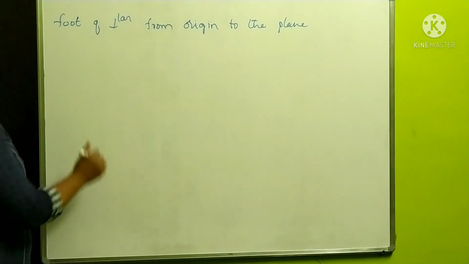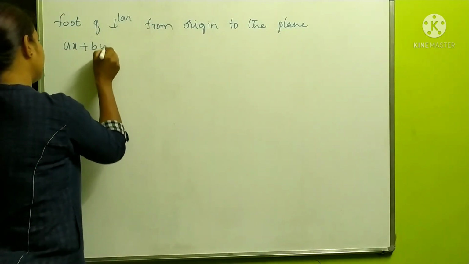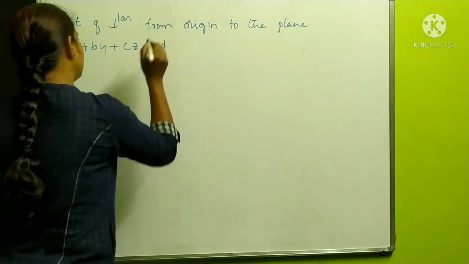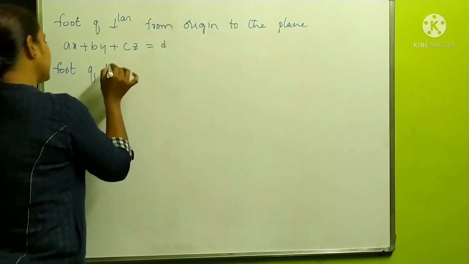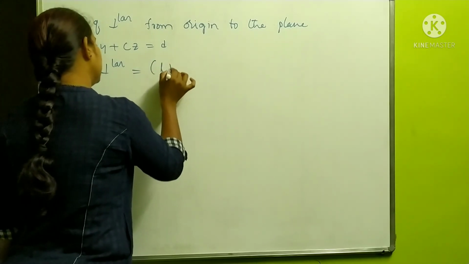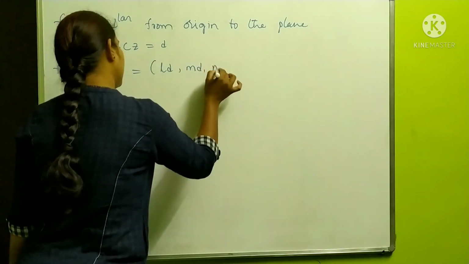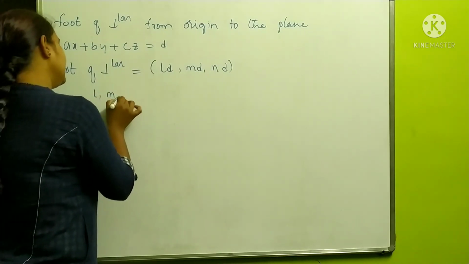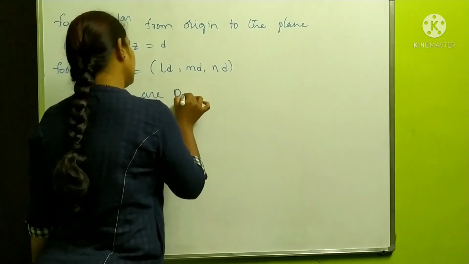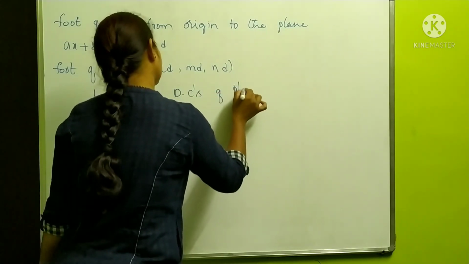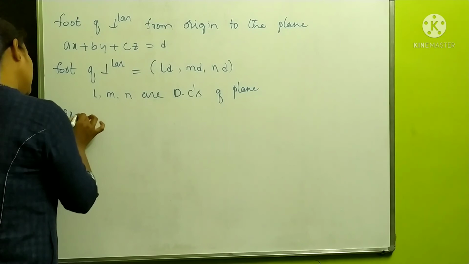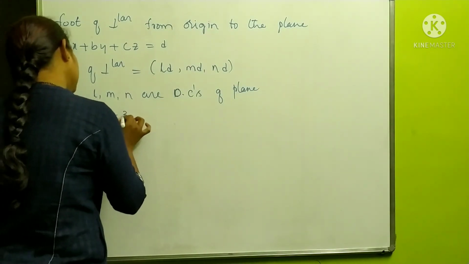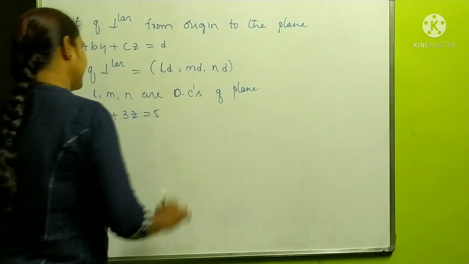Suppose equation of the plane is given by ax plus by plus cz is equal to d. It is equation of the plane. Then foot of perpendicular is given as LD, MD, ND, where L, M, N are direction cosines of the plane. Let me show you an example. Let me take a plane 2x minus 2y plus 3z is equal to 5.